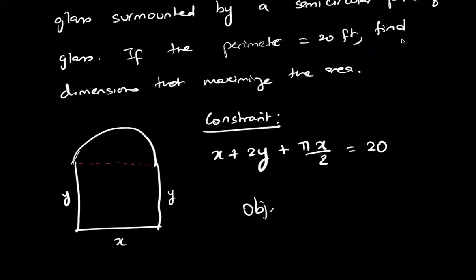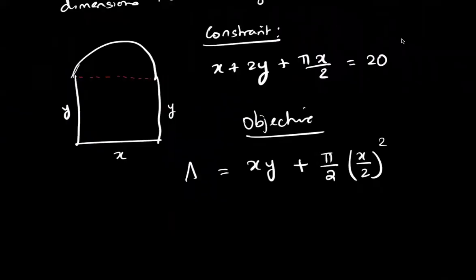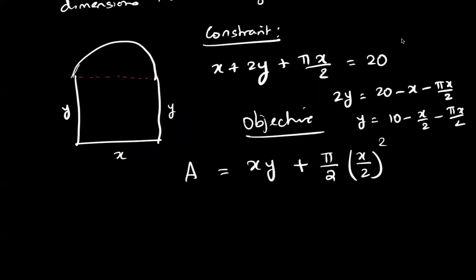Now, what is my objective? My objective is to maximize the area. So the area of the rectangle is xy. The area of a circle is pi r squared, but this is a semicircle. So half of pi r squared, r in this case is x over 2, the whole squared. Now I want to maximize this area. So to do so, I'm going to obviously rewrite this in one variable, right? So that means I have 2y is 20 minus x minus pi x over 2, which means y is 10 minus x over 2 minus pi x over 4.